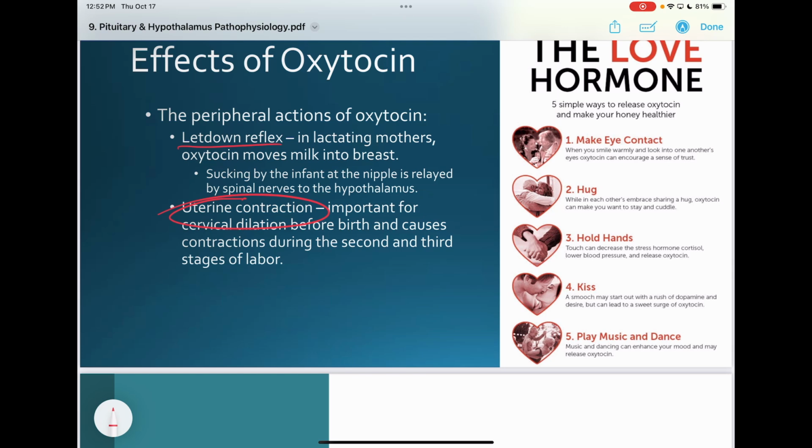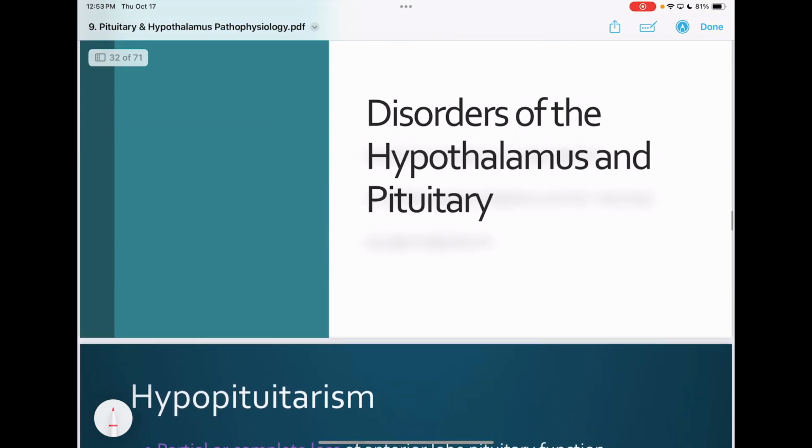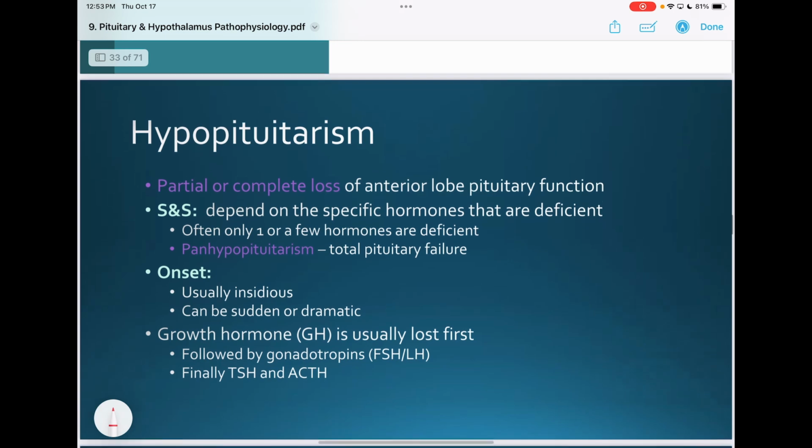Now conversely, if you deliver the baby and the mother is bleeding and the bleeding isn't stopping, we also give Pitocin or oxytocin again, which is going to cause what? Uterine contraction. What's the best way to stop bleeding? Pressure, right? Applying pressure. So we give oxytocin, which squeezes all those vessels, stops the bleeding, and prevents postpartum hemorrhage with delivery. Okay, so now let's talk about finally our disorders.